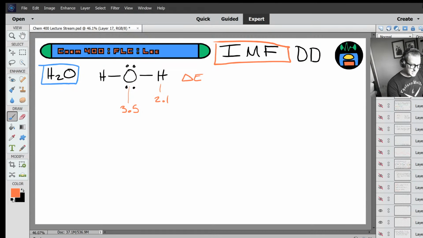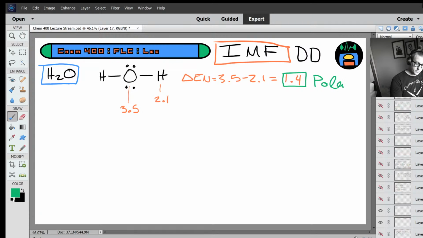And so when you calculate the difference in electronegativity here, 3.5 minus 2.1 comes out to be 1.4. All right. This lands squarely in the polar covalent range. Polar covalent bonds are any electronegativity difference between 0.5 and 2.0. So 1.4. Definitely a polar bond.